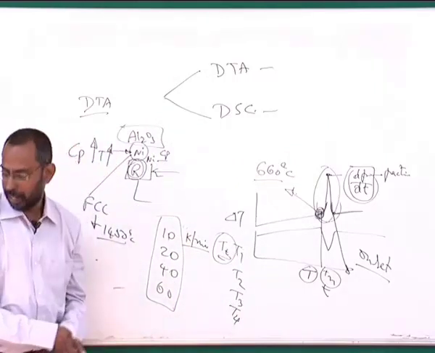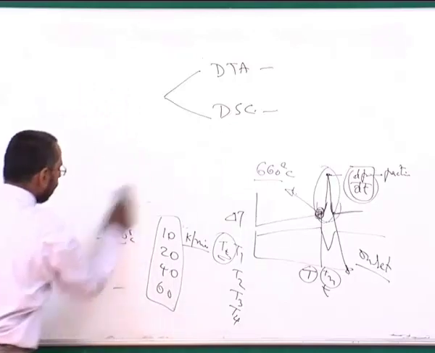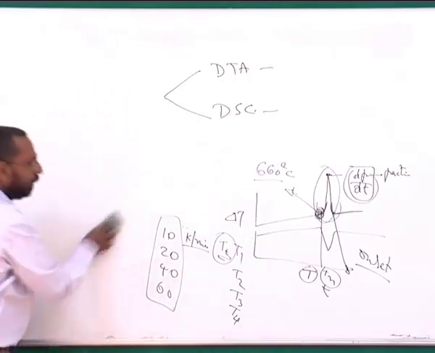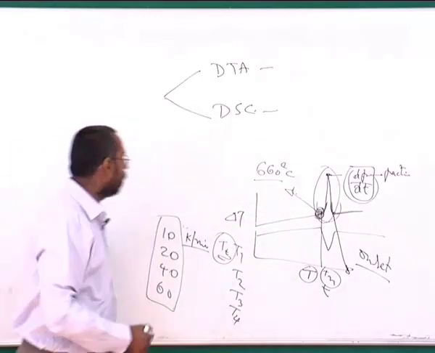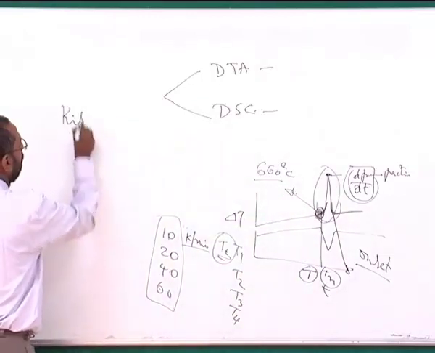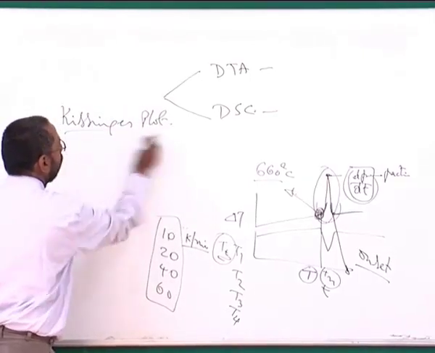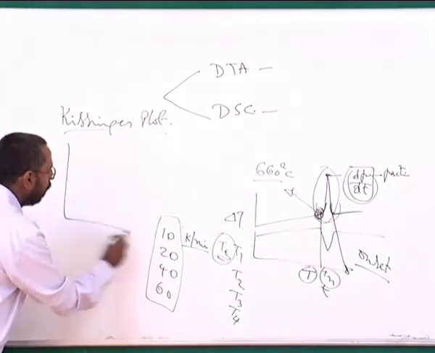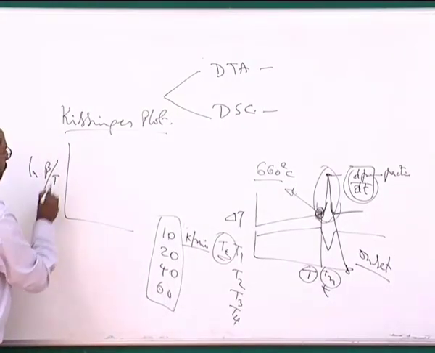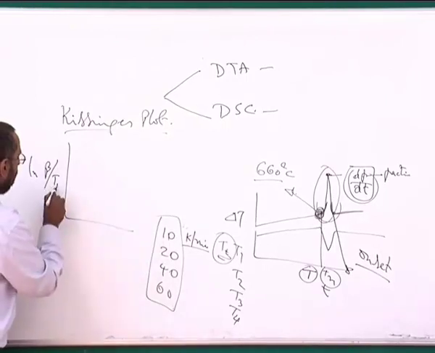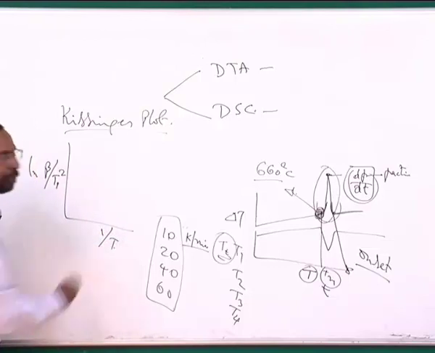there are certain mathematical approaches that people have taken to give an idea of what is the activation energy for this transformation using what is called a Kissinger plot. Kissinger is a person who has worked on this, and what we do is we plot ln of beta by T peak square versus 1 by T.